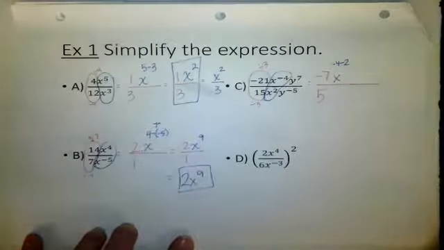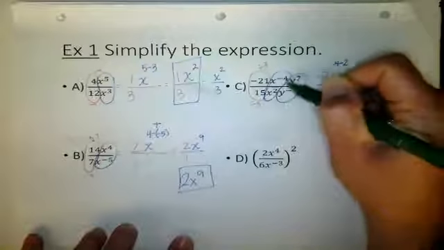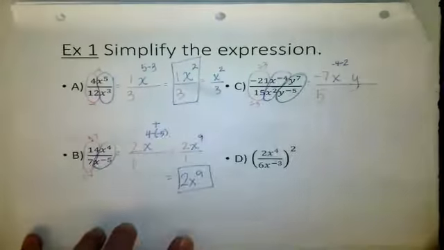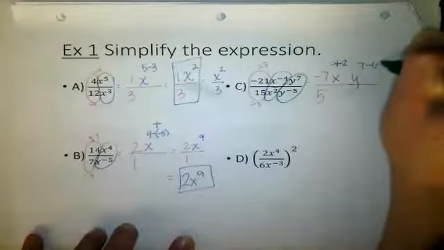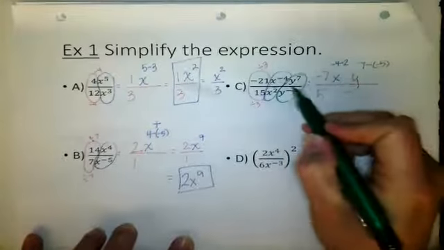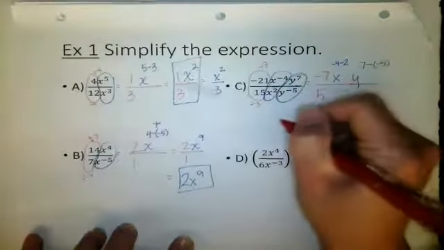All right. We also have the same base of y. Same base of y here. So I'm going to put a y in my numerator and subtract my exponents. 7 minus a negative 5. Be careful.